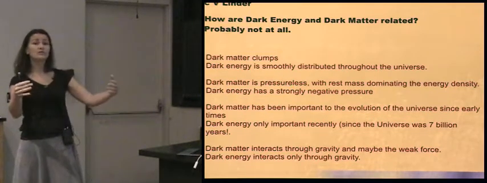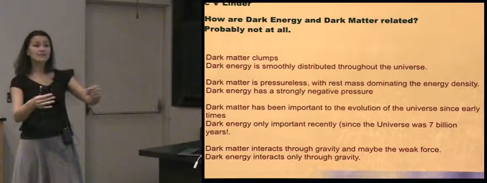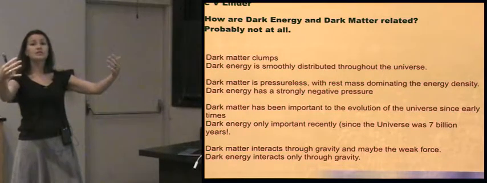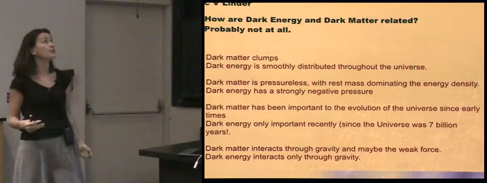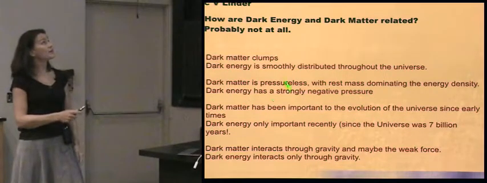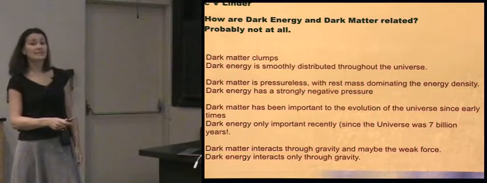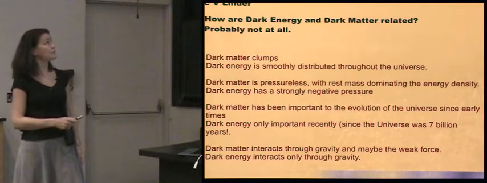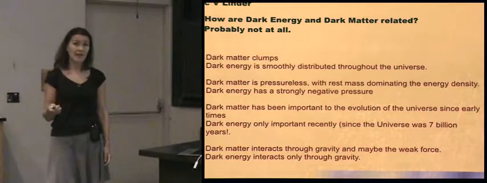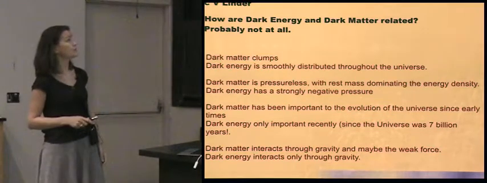So when we looked at those gravitational lensing images of, for example, the bullet cluster, and we had very precise measurements of the dark matter which had just passed through one another when clusters collided, dark matter is pressureless and collisionless with a rest mass that is dominating the energy density of mass in the universe. And we know that dark energy has a strongly negative pressure. From our measurements of dark matter, it does not behave that way. It's a very different component.